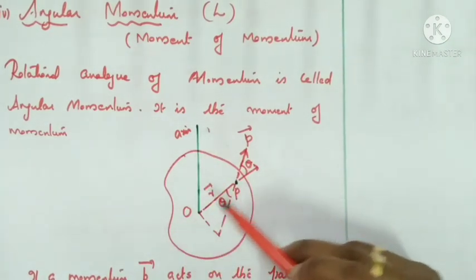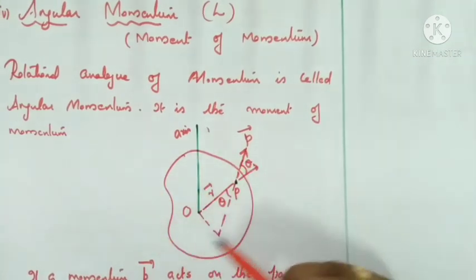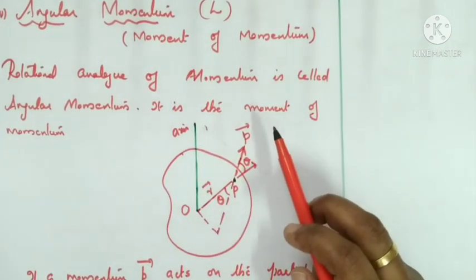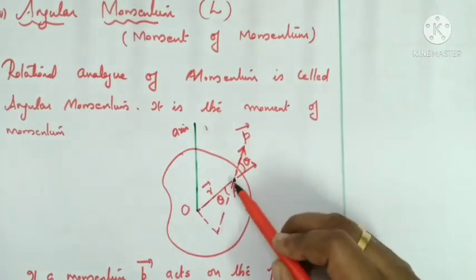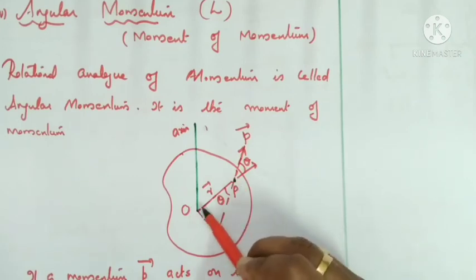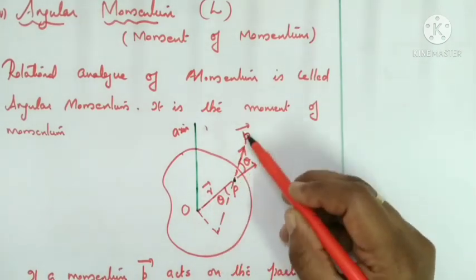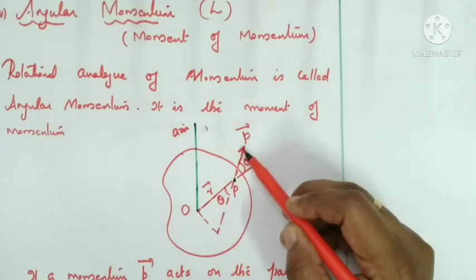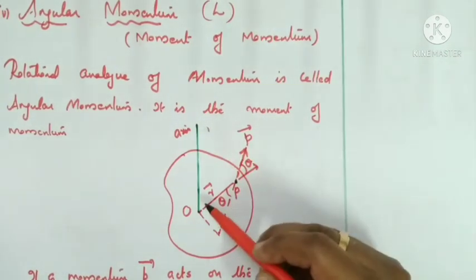Consider a rigid body rotating about a given axis. Here this is the axis. The object is rotating about the given axis with angular velocity omega and linear velocity v. Here P is a particle, which is at a distance r from the origin or from the axis. Let vector P represent the linear momentum acting on the particle. So this is the assumption.